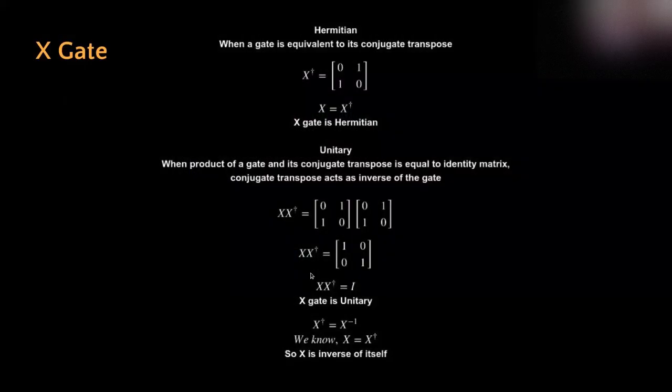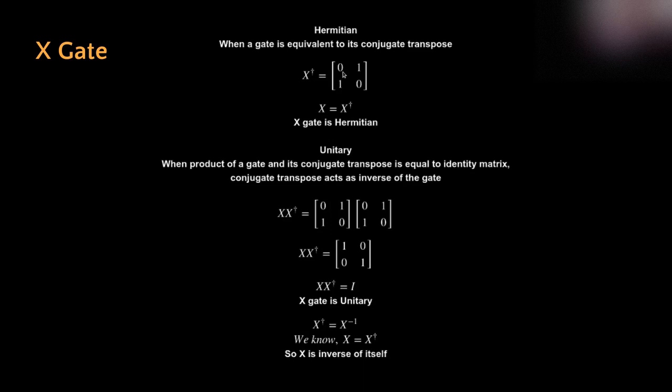Now, two properties about gates that we should know are Hermitian and unitary. And let's see what they are one by one. So if we have a gate, and if we take its conjugate transpose, and both of them are equal, then our gate is Hermitian. So conjugate over here means that the imaginary part of every element in this particular matrix has to change its sign.